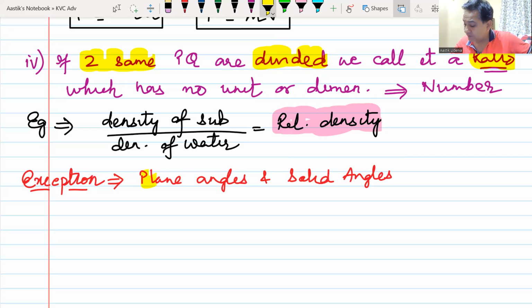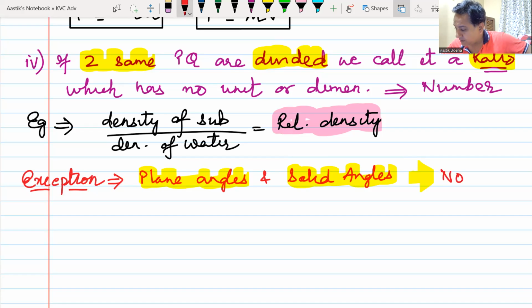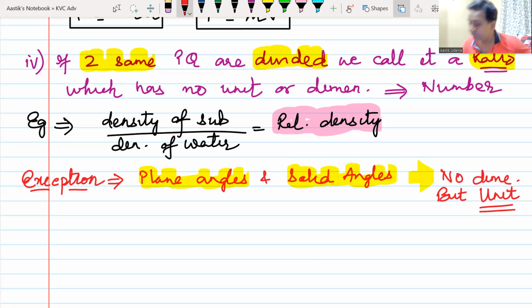But what is peculiar about plane angles and solid angles? I told you in the previous class. They have no dimension, but they have a unit. So these are the only two exceptions to this rule. Otherwise, whenever you divide two same physical quantities, you will call it a ratio.